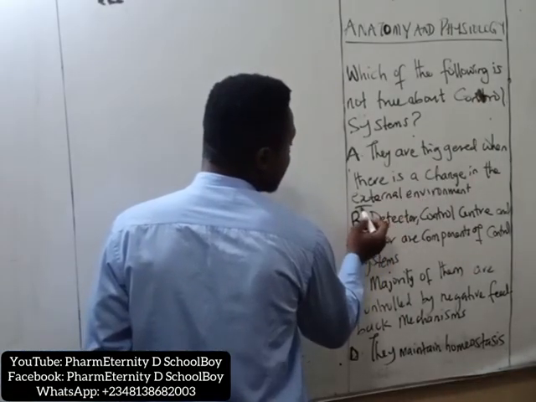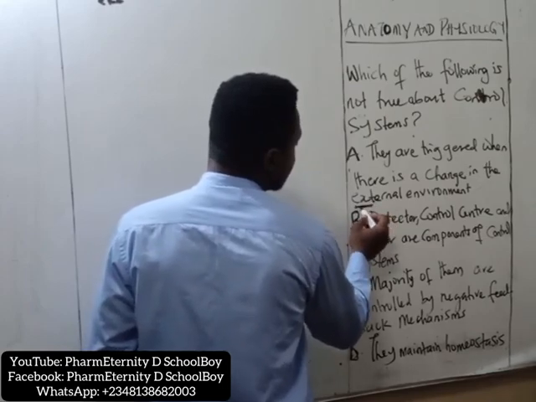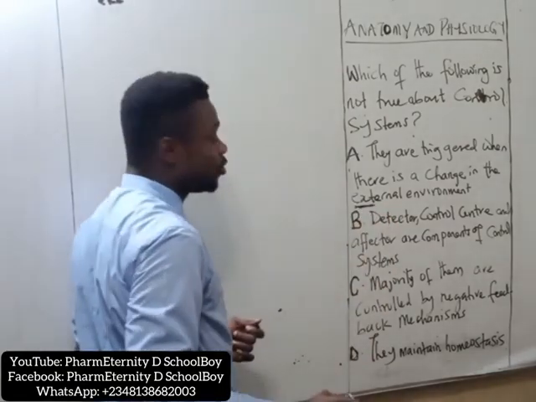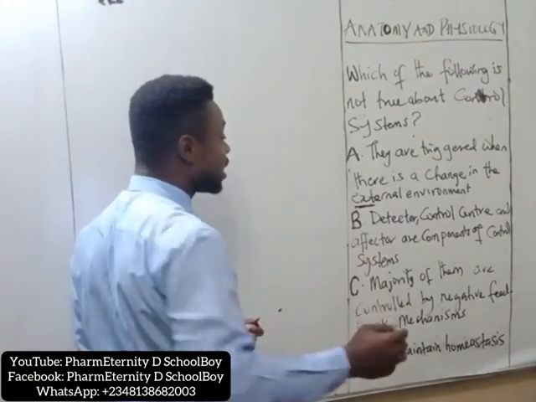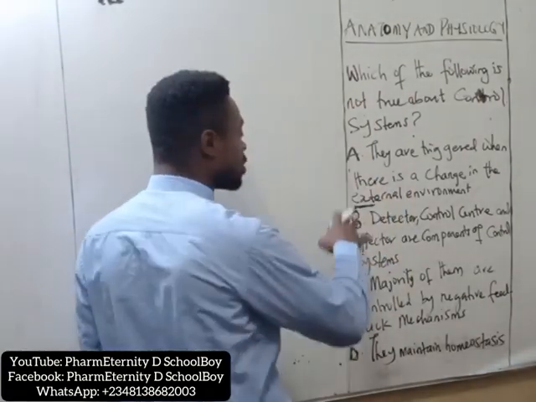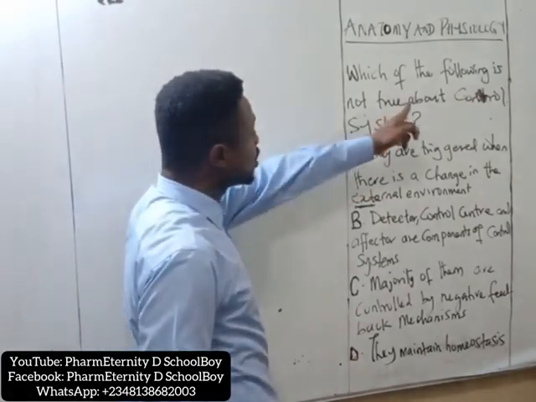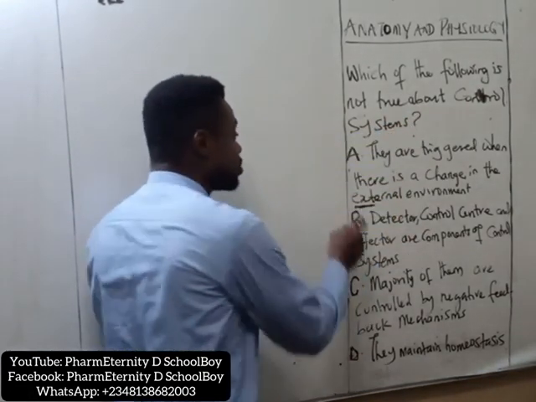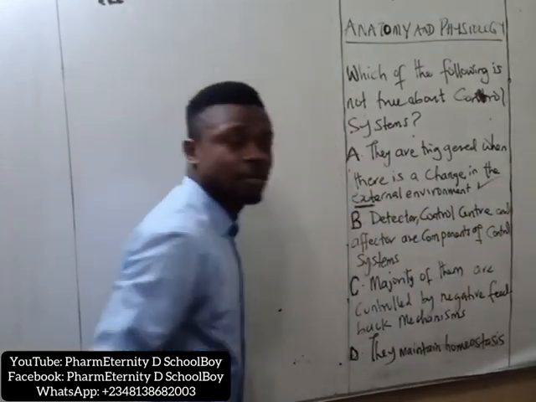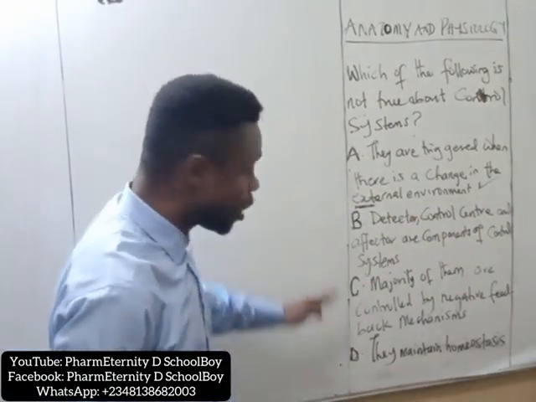This negates what triggers the control system. What triggers the control system is actually a change in the internal. But option A says a change in what? External. But the question says which of these is not true, so this is not true. I'll take this as the answer, but I'll not conclude. I will look at other options.